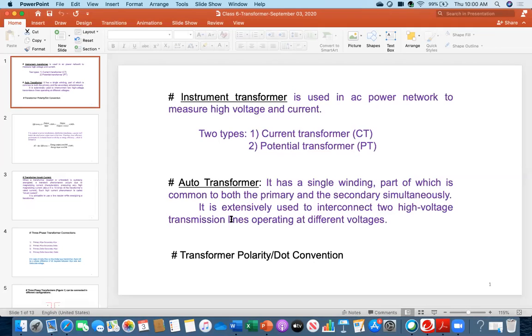And as I said, it is extensively used to interconnect two high voltage transmission lines operating at different voltages. For example, one line has 345 kV, and the other line, a subline or some intersection line, has 115 kV. In that case, an auto transformer is used. I am showing you the diagram.